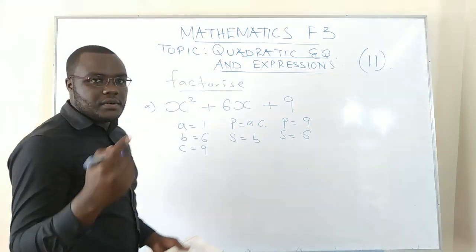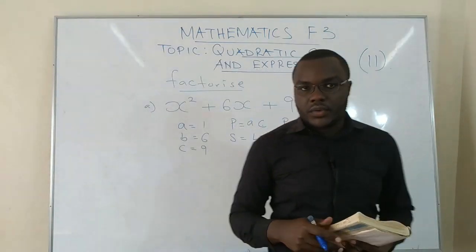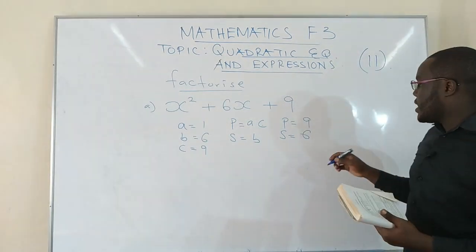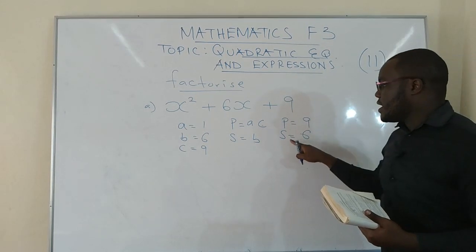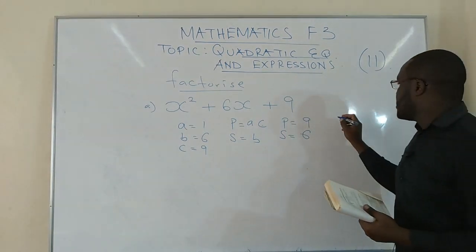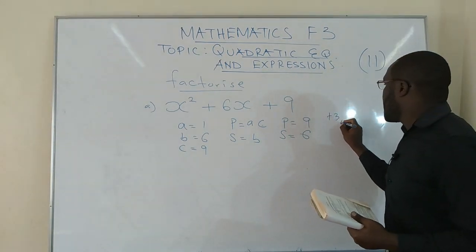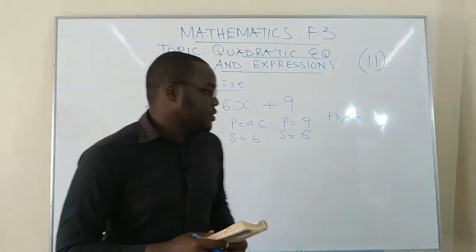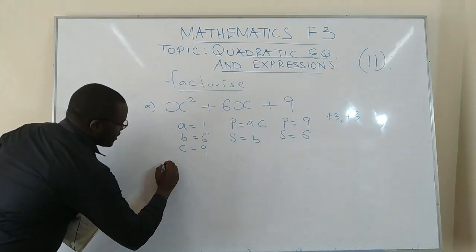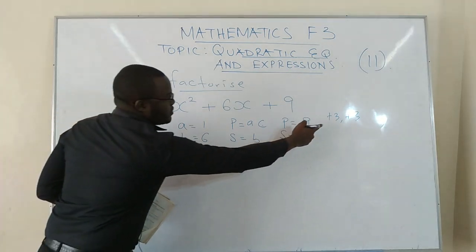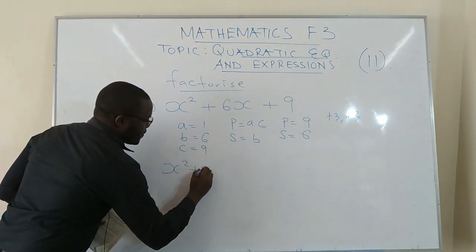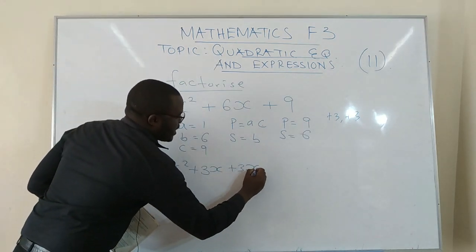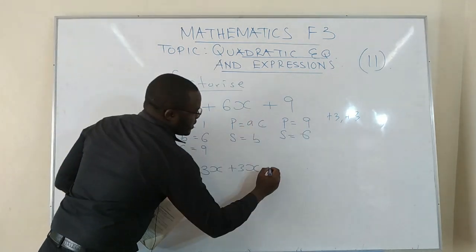These are very simple. Yes, which are these two numbers whose product gives us 9, and if you add them you get a 6. This is positive 3 and also another positive 3. Then you come back to your equation, your expression. You have it as x squared. You take this positive 3, then you add an x, the other positive 3 also. You add the unknown x, then you say plus 9.